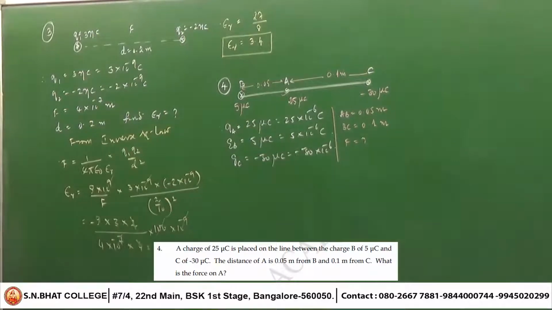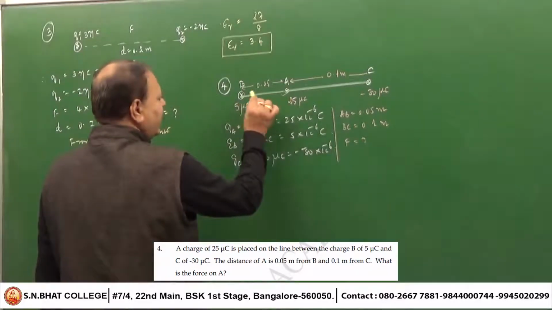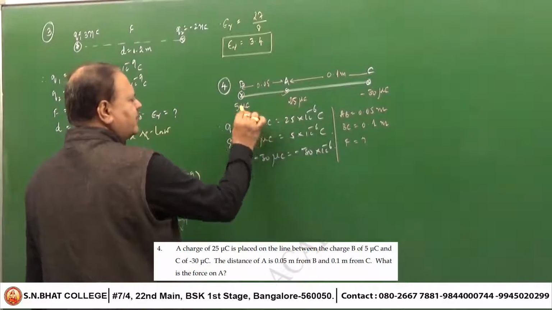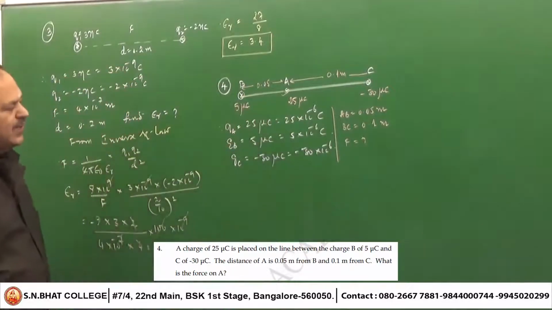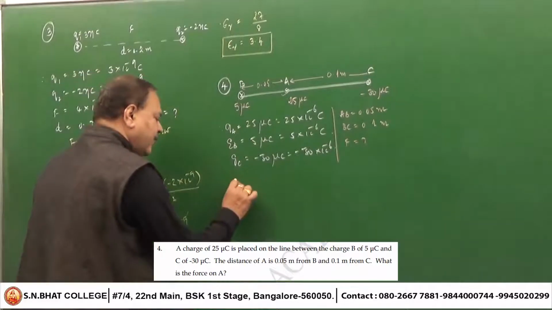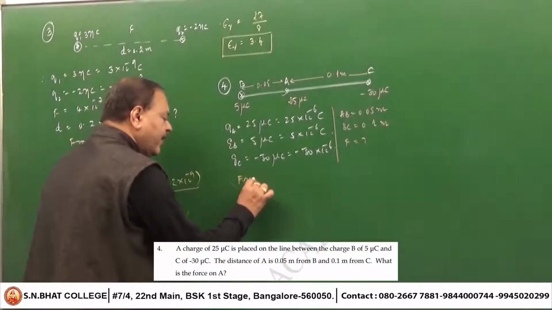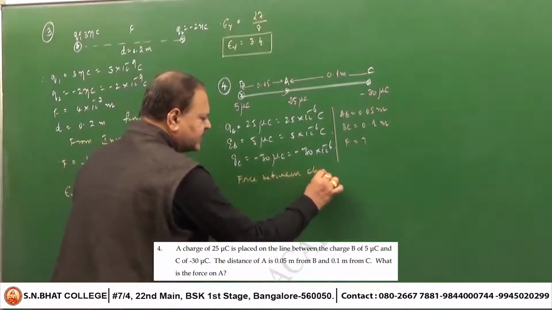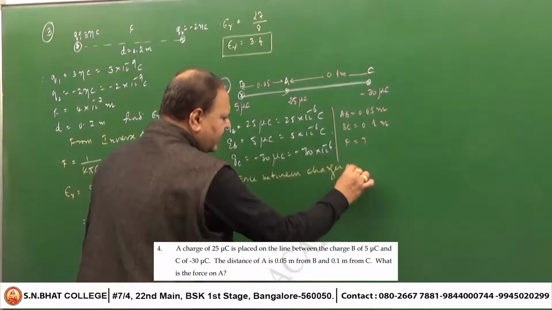Look, it's a very simple problem. The force acting on these two, A and B, is repulsive. This is a positive charge and this is a positive charge, therefore they will have a repulsive force. Therefore the force between charges at A and B.